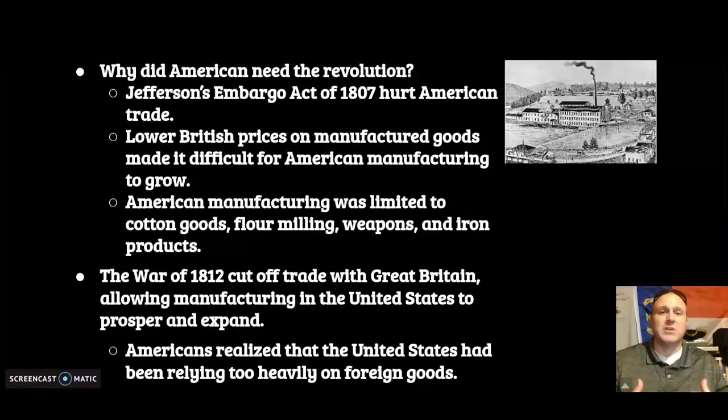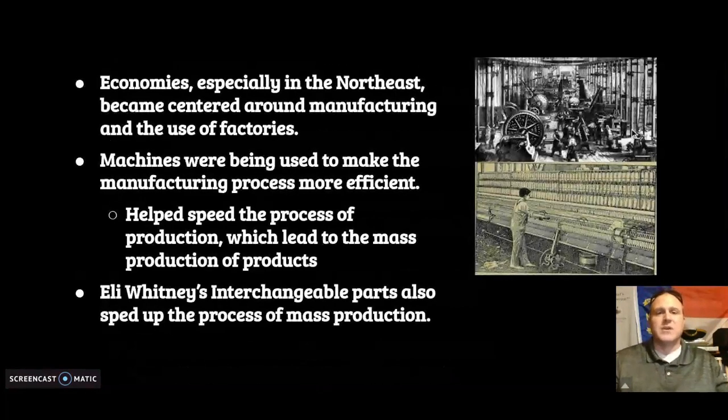So this is what really starts to happen in the United States. Jefferson's Embargo Act, his Non-Intercourse Act, and the War of 1812, all that in the beginning part of the early 19th century really forces America into the Industrial Revolution. Economies, especially in the northeastern part of the United States, become centered around manufacturing and the use of factories.